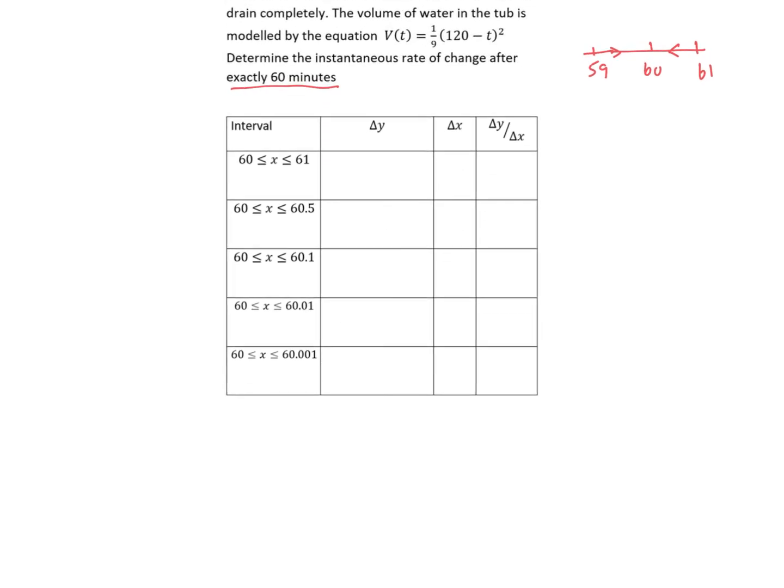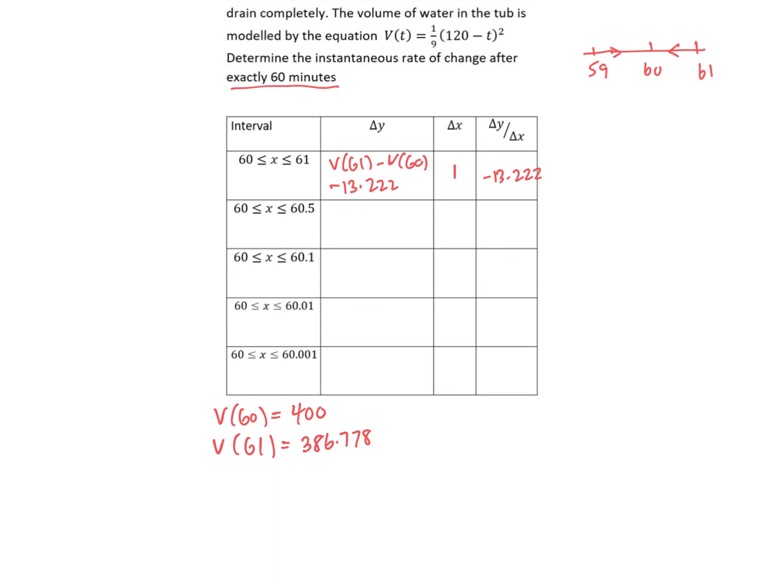So I'm just going to do my calculations down here. V of 60 works out to be 400, and V of 61 works out to be this value. So I'm going to do V of 61 minus V of 60, and if I subtract those two numbers, it works out to be negative 13.22. Delta x is 1, and so the rate of change between 61 and 60 is negative 13.22.